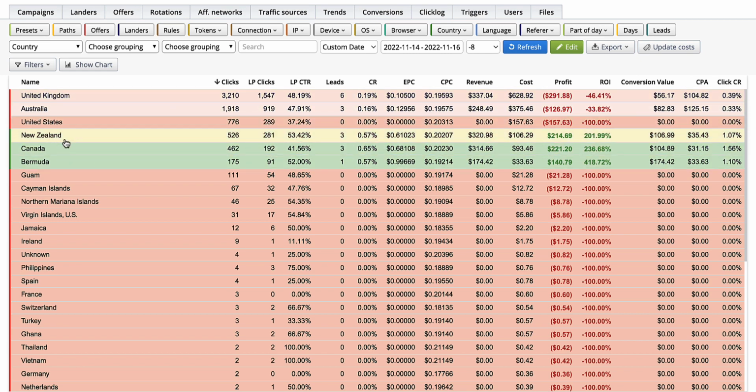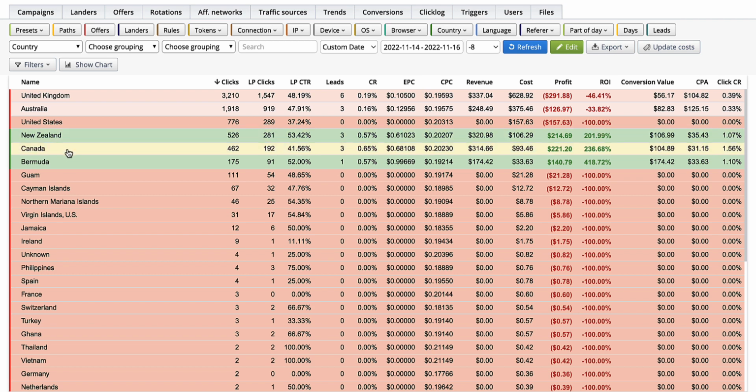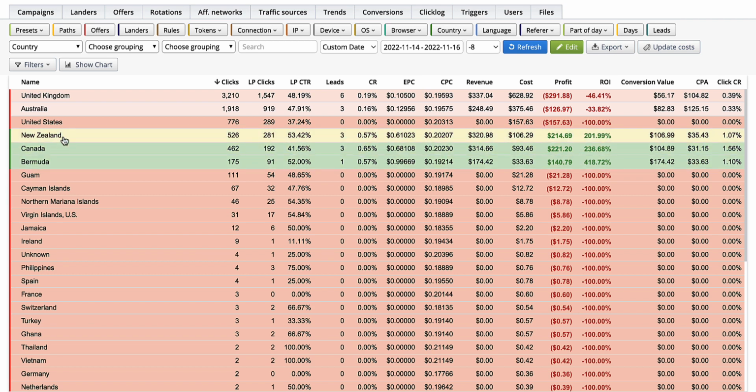All right. Now, obviously, we've got some really green countries here: New Zealand, Canada, Bermuda. New Zealand and Canada both with 3 sales each, which is good. Good conversion rates, really good EPCs.